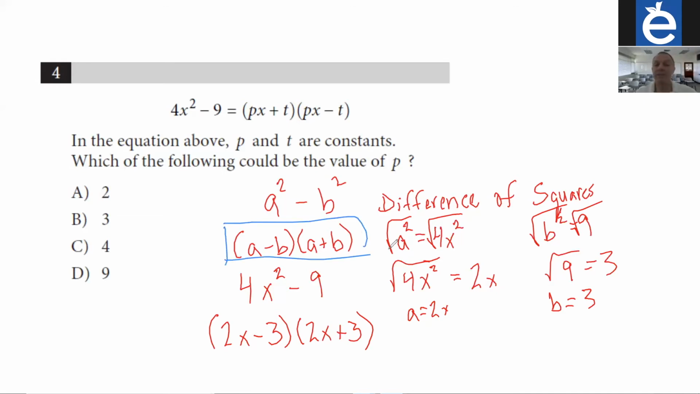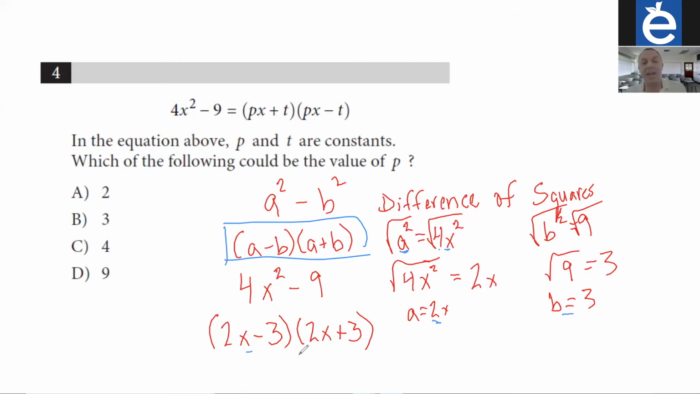So again, we have the difference of squares, a squared minus b squared. We have to determine what a and b are. So if a squared is the 4x squared term, we would have to take the square root of both to get a. So a would be 2x, b squared equals 9. We take the square root of both of those, b would be 3, and then we just pop it into the formula.